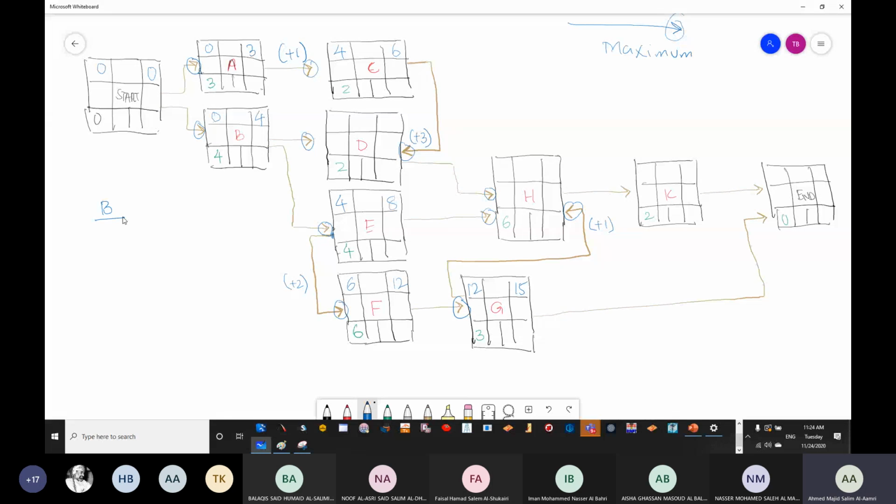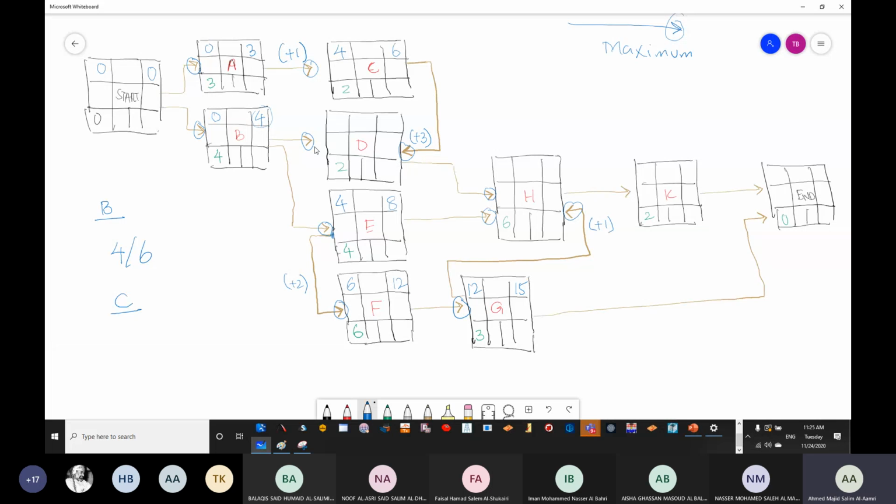Now if we are taking B, which is 4, so now it's going to be 4 here. 4 plus 2 is going to be 6. So the first option for us is 4 and 6. The second option is coming from C. One arrow is coming from B, another arrow is coming from C.